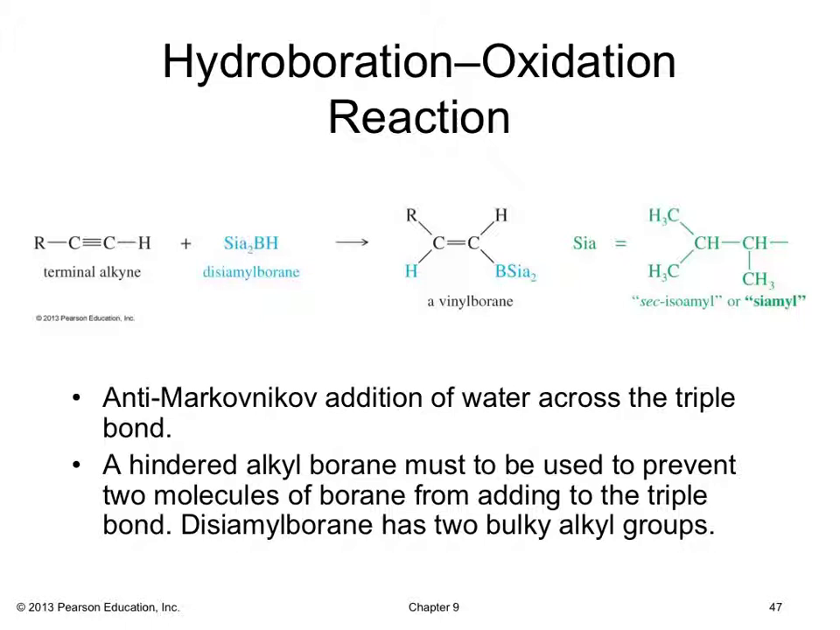Hydroboration oxidation can also react with alkynes. In the presence of disiamylborane, it will form a vinyl borane, and the Sia group here is just secondary isoamyl, or siamyl, shown here. In hydroboration oxidation, as we've seen with alkenes, it undergoes anti-Markovnikov addition. And then a hindered alkyl borane must be used to prevent two molecules of borane from adding across the triple bond. So that's why we use this disiamylborane.